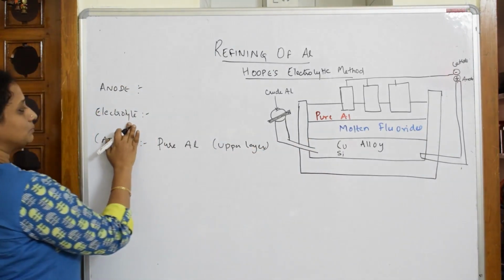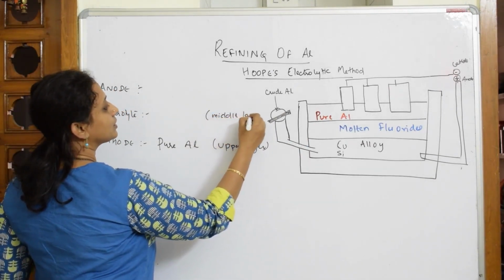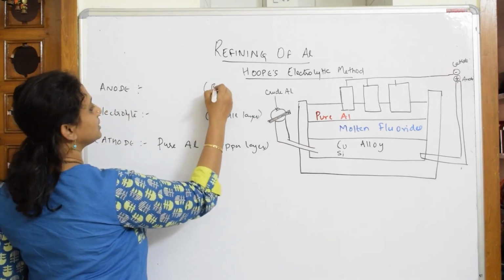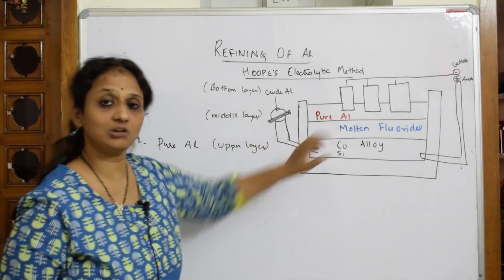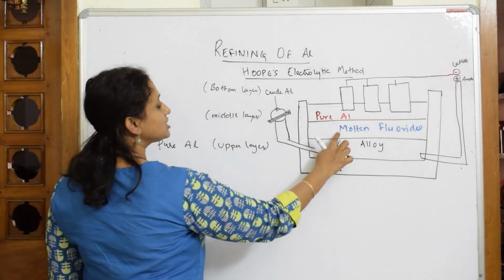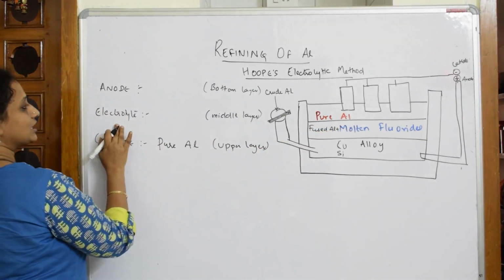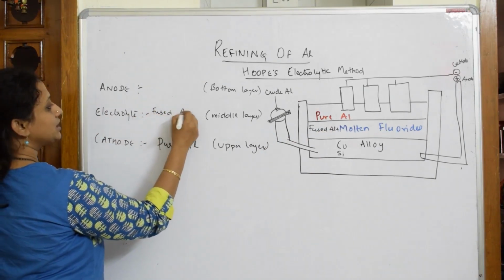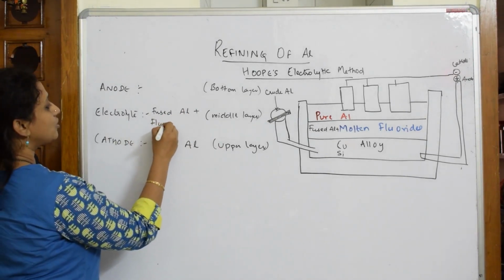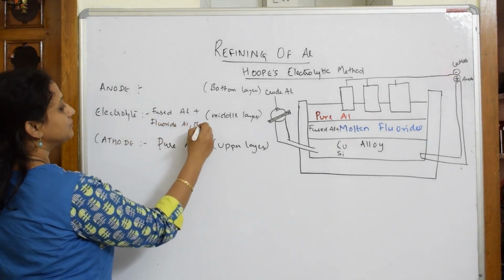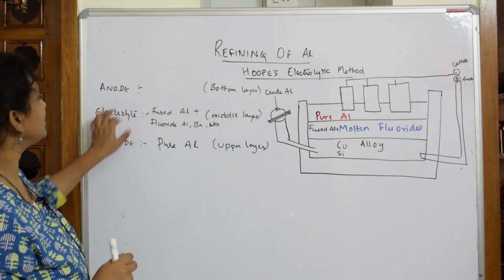Now the middle layer is your electrolyte, and the last layer is the bottom layer. I have written it in the reverse order. In the middle layer, you have molten fluorides along with fused aluminium. So the electrolyte here is fused aluminium plus molten fluorides of aluminium, barium and sodium. All these fluorides are going to fuse together. That will be your middle layer, which acts as an electrolyte.